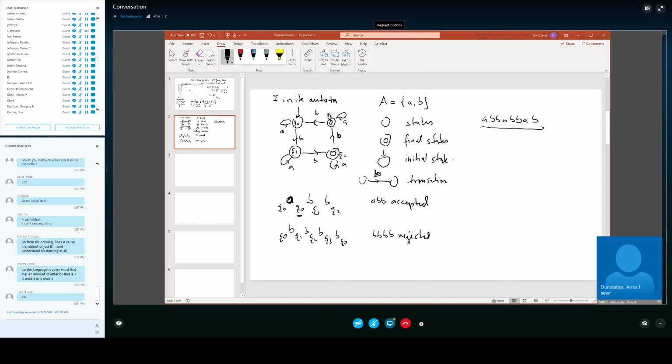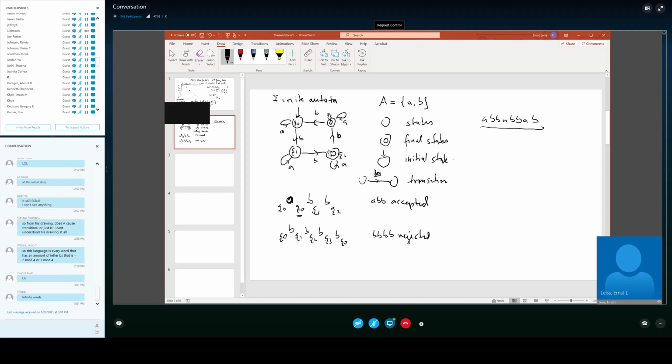Isn't it uncountably infinite? No. First of all, the words are all countably infinite. And yes, this automaton will accept infinitely many words, but that's not really a description, that is a characteristic.